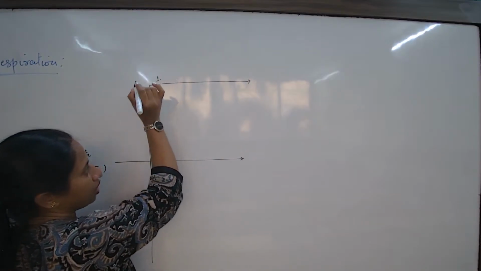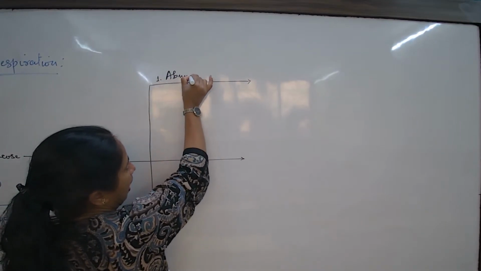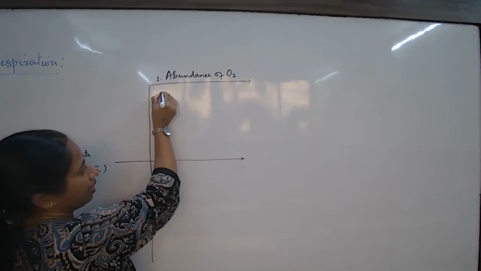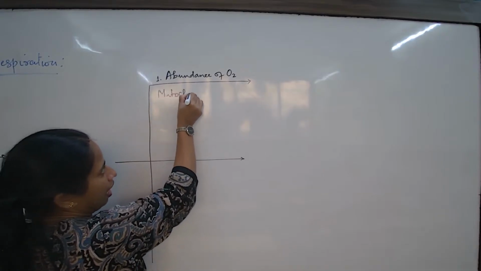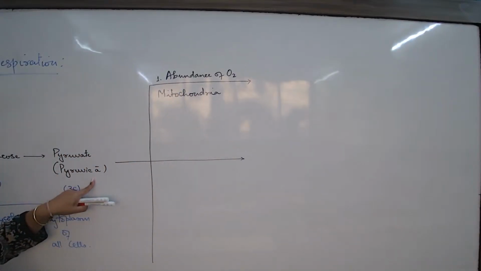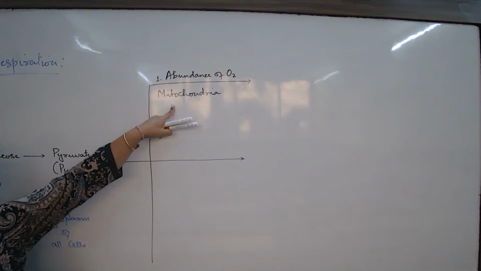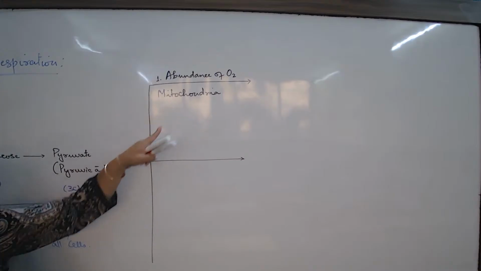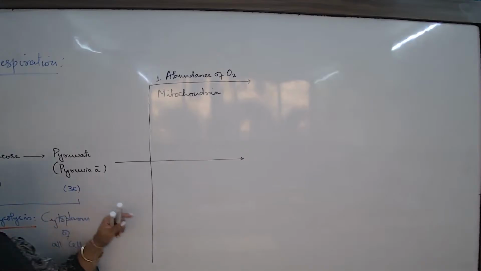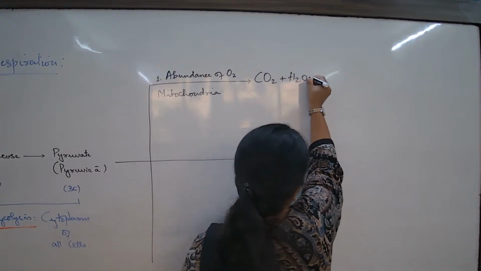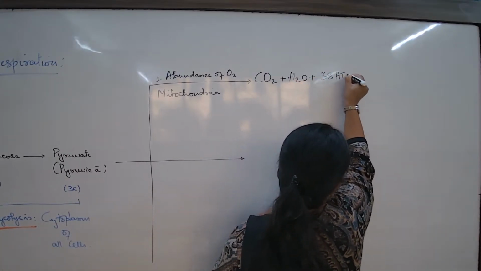The first condition is if the cell has abundance of oxygen, something like us. The cell has abundance of oxygen. The cell has a large number of mitochondria. And if mitochondria are more, respiratory structures well developed, so definitely the cells have a large amount of oxygen. Then what is the fate of pyruvate? Then what will happen to this pyruvate? Then this pyruvate will break down to carbon dioxide and water and 38 molecules of ATP.